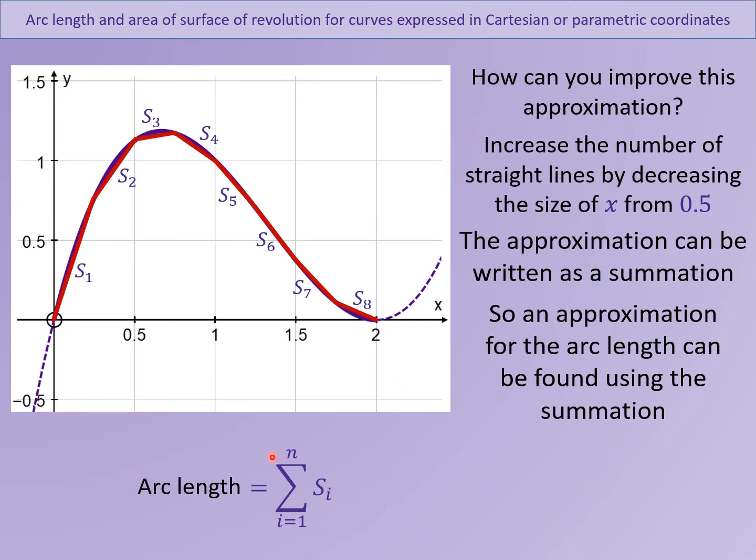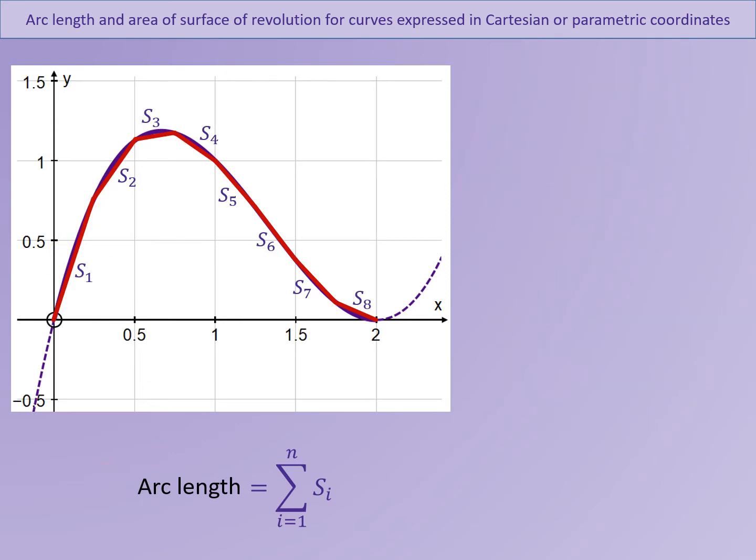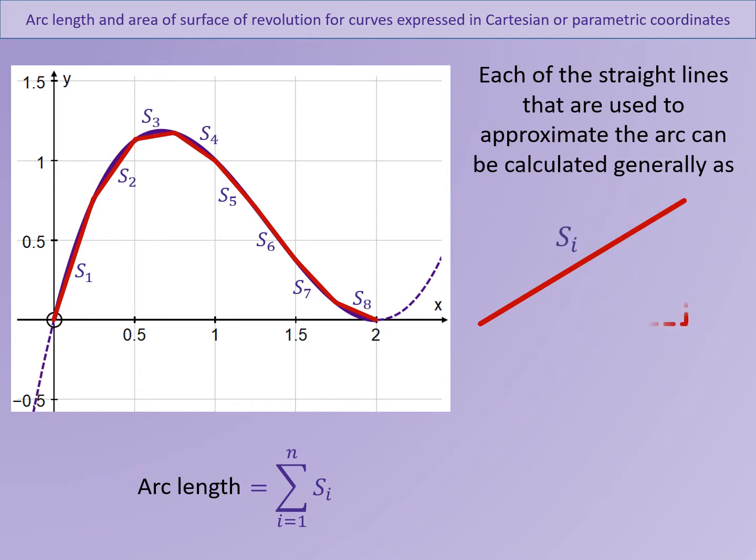Okay, right, so let's just take this for a minute and let's just concentrate on this S_i bit. How did I get the length of one of these lines? Now you know that I got the length of one of those lines by using Pythagoras' theorem. Okay, so there's my line and there's my 2 lengths.